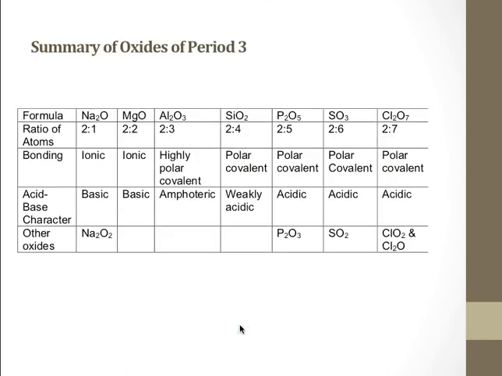Here's just a summary. This is a great table to have. You can see the ratio of atoms here, increasing that oxygen by 1 as I move left to right in the period. Bonding goes from metallic ionic, to highly polar covalent for aluminum oxide, polar covalent to polar covalent, giant covalent compound is really what this should be. Acid base: basic, amphoteric, weakly acidic, acidic, acidic, acidic. And then other oxides that they can make. And let's fix this and say giant covalent.